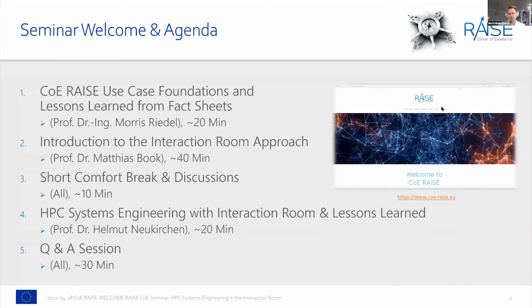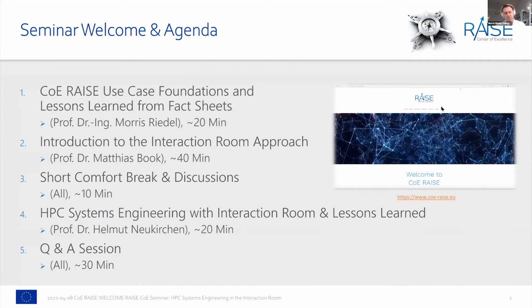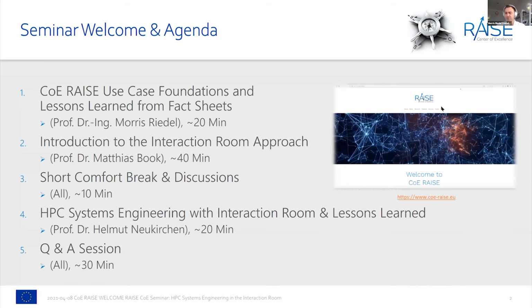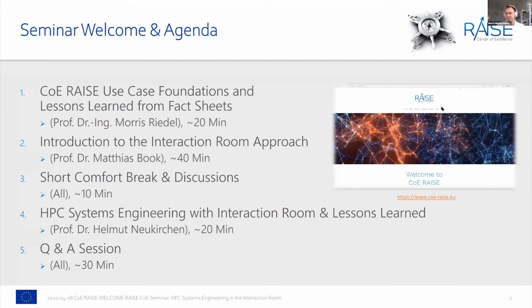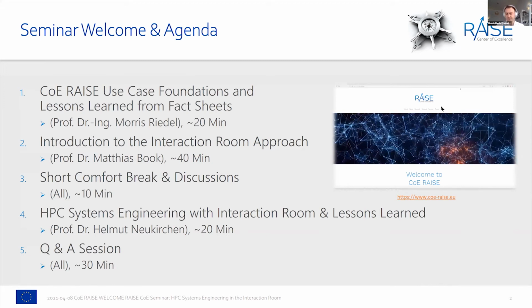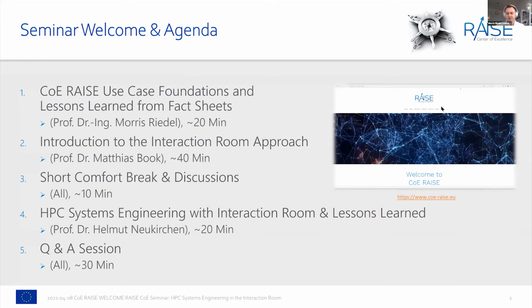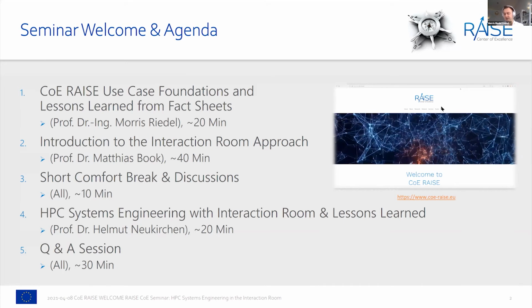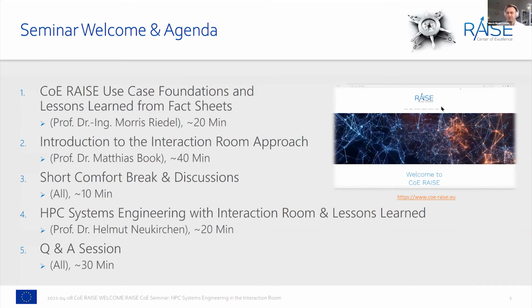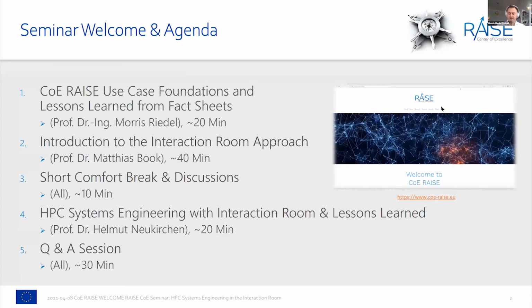And then after this short break, we want to go to HPC systems engineering a bit more in detail. So where are now the HPC elements of it? What could be canvases so far for HPC, and where are new elements needed in research, like AI and so on, that need to be combined, as you will learn from CoE RACE.